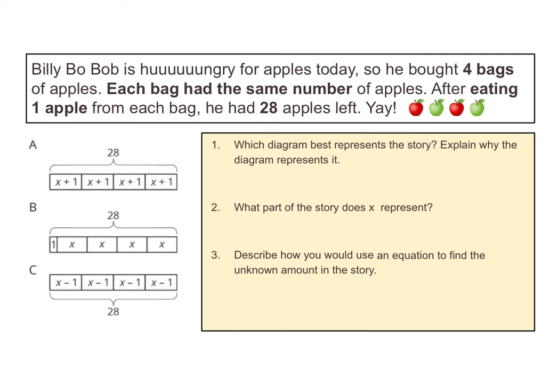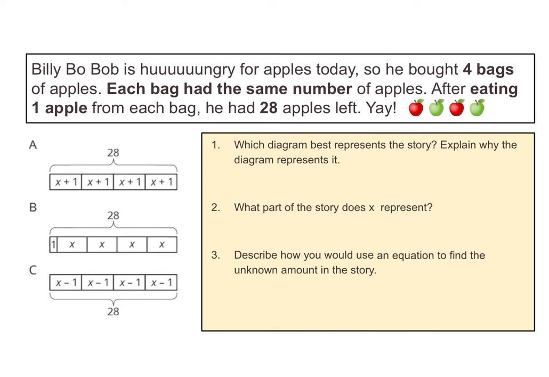So in this example, we have our old friend Billy Bob, and today he's feeling hungry for apples, and so he bought 4 bags of apples. Each bag had the same number of apples in it. After eating 1 apple from each bag, he had 28 apples left. Hooray! Billy Bob loves apples. So I asked you all to look at these 3 tape diagrams and decide which one of these best represents this situation. So go ahead and pause, look them over, see which one you decide.